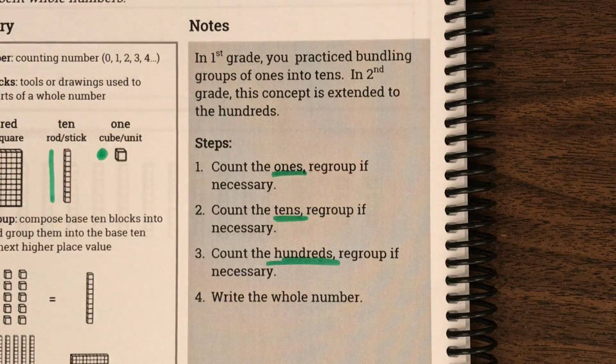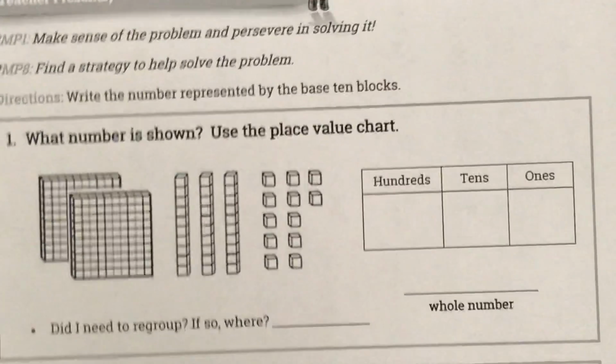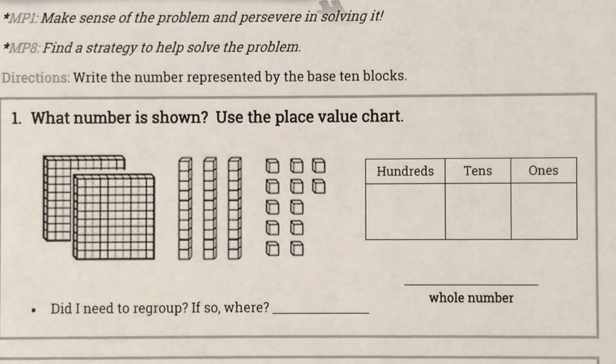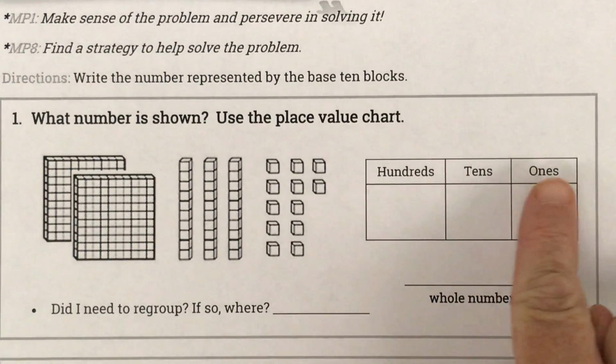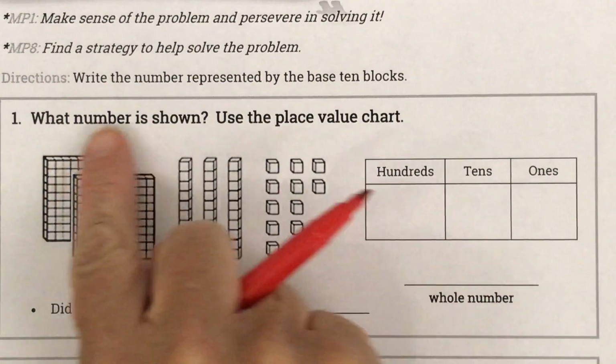Okay, so let's get started. I'm going to grab my red pen, boys and girls, which means, remember, you're going to just put your pencil down and watch me do my first problem. Here is my first problem. It says, what number is shown? Use the place value chart. This is called the place value chart, and it's ones, tens, and hundreds. And these are my ones, tens, and hundreds.